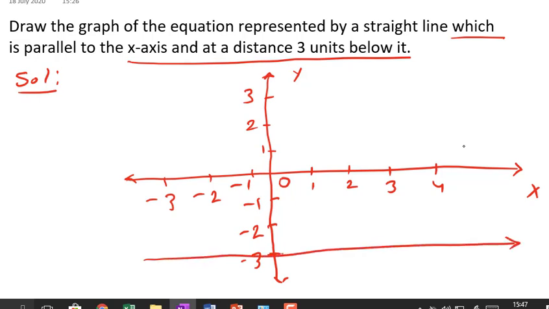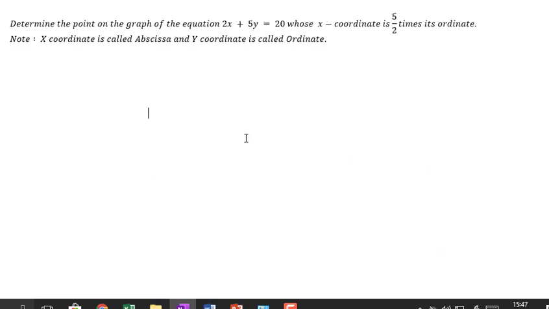This is my line. Now what is the name of this line? The name of this line is y equals -3. So for the second question, we just have to draw a graph. Now let us move to the next question.